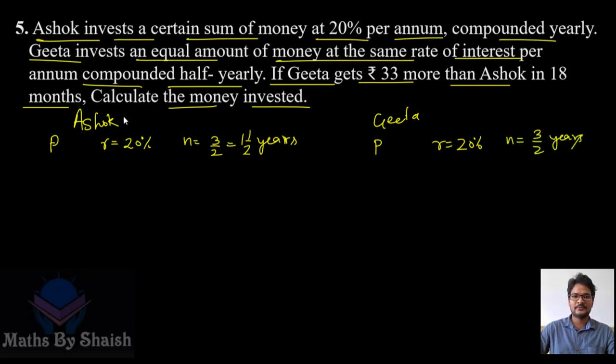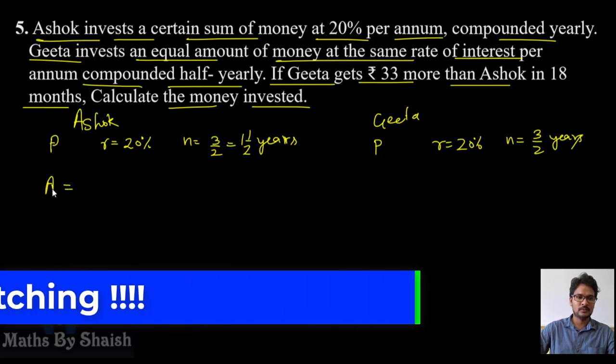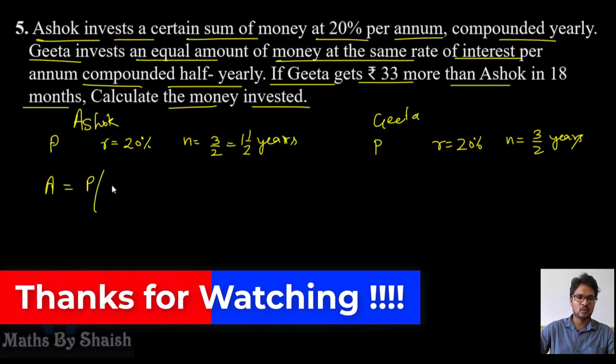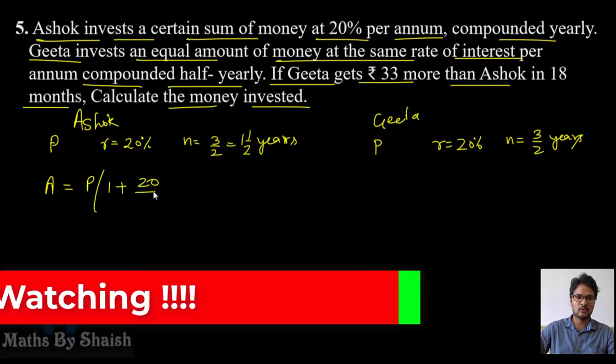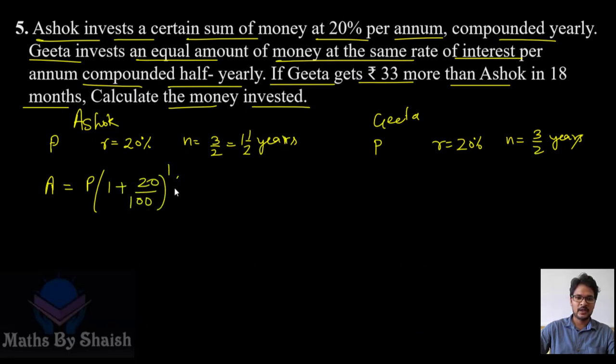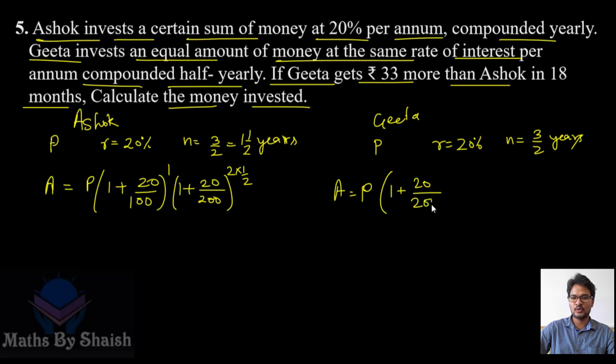And now we know that for Ashok it is compounded yearly. So as we have discussed previously, this amount is going to be P times, for 1 year, 1 plus 20 over 100 to the power 1, and for the next half year it would be 1 plus 20 over 200 to the power 2 into half. And similarly for Geeta, compounded half yearly, A is going to be P times 1 plus r, that is 20 over 200, to the power 2 times n directly.